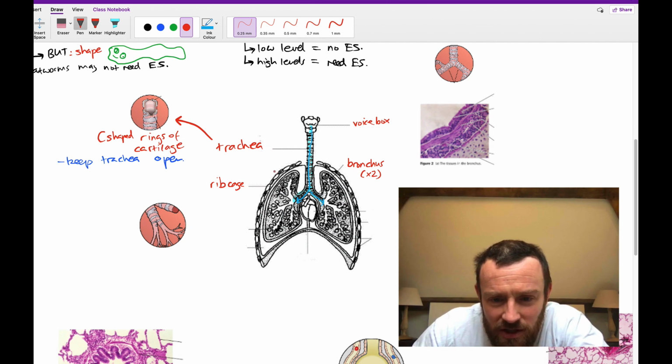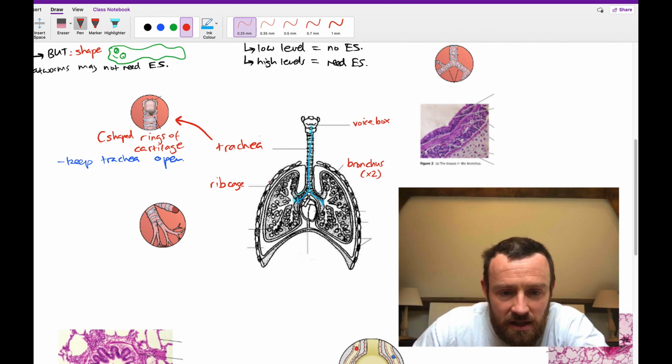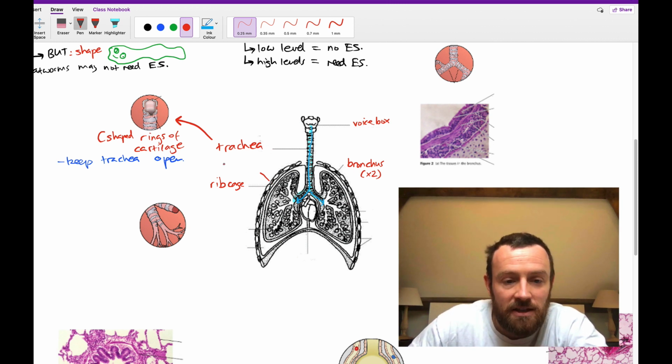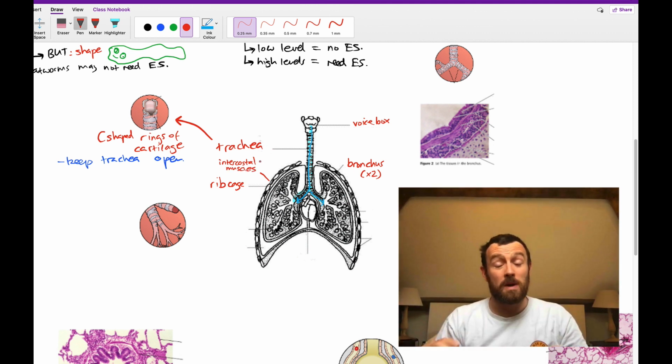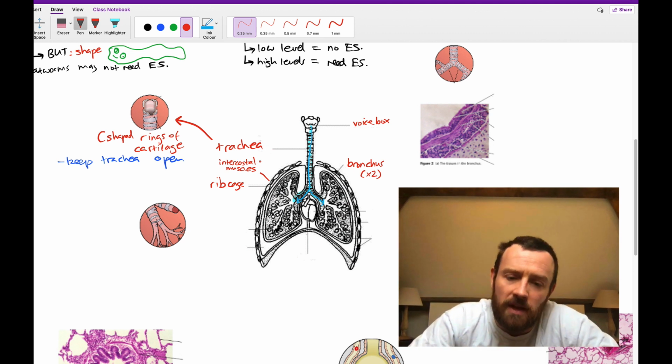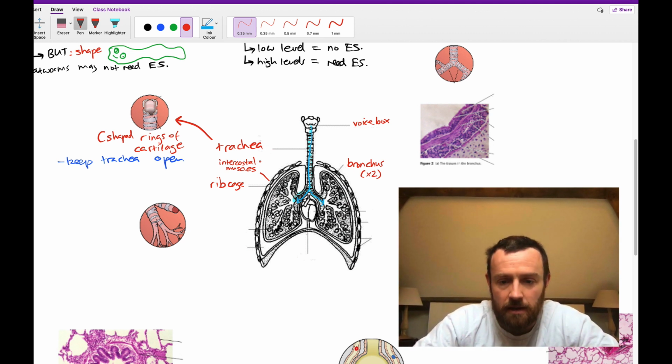And these bits in here, this darker bit there, I'll label it there, that is the intercostal muscles. Those muscles lie between the ribs and they are involved in breathing. More on that in a minute.